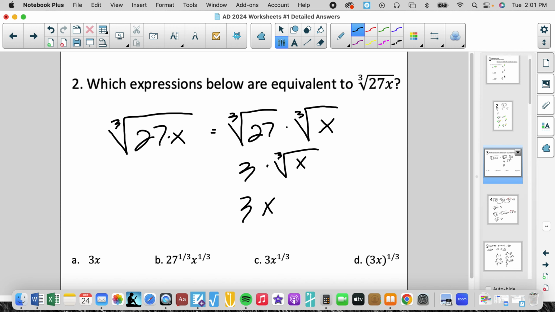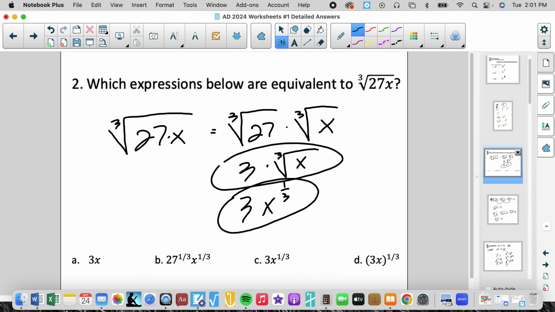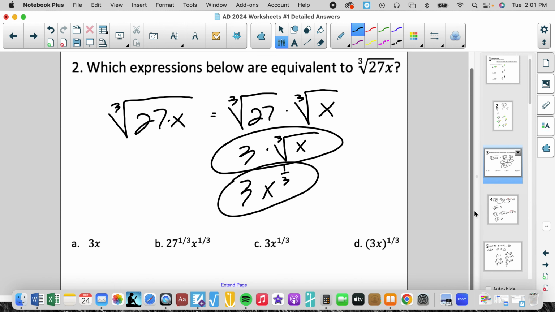But I can write that as x to the 1/3. So we might see it in exponent form. We may see it in radical form. So 27 to the 1/3, yep, because we know that this can be written as 27 to the 1/3. So this is an x to the 1/3, 3x to the 1/3, and 3x to the 1/3.